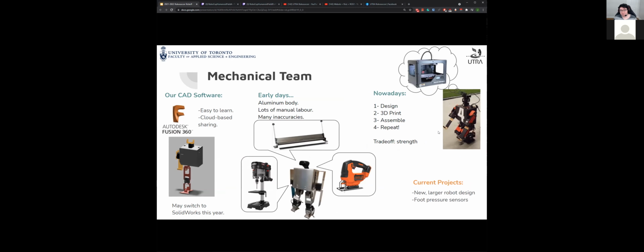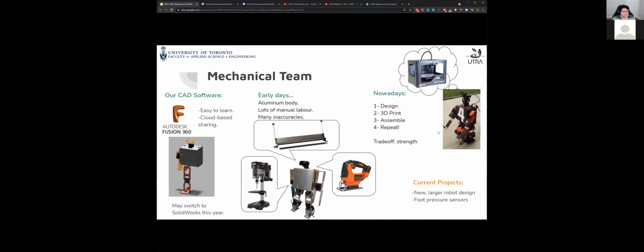Now in terms of the mechanical team. The mechanical team is mainly in charge of designing and building most of the hardware of the robot, the chassis and everything. In this case, we use Autodesk Fusion 360 to design the robot. It's easy to use, and it's also cloud-based, so it's easier to collaborate together when there are no in-person meetings.